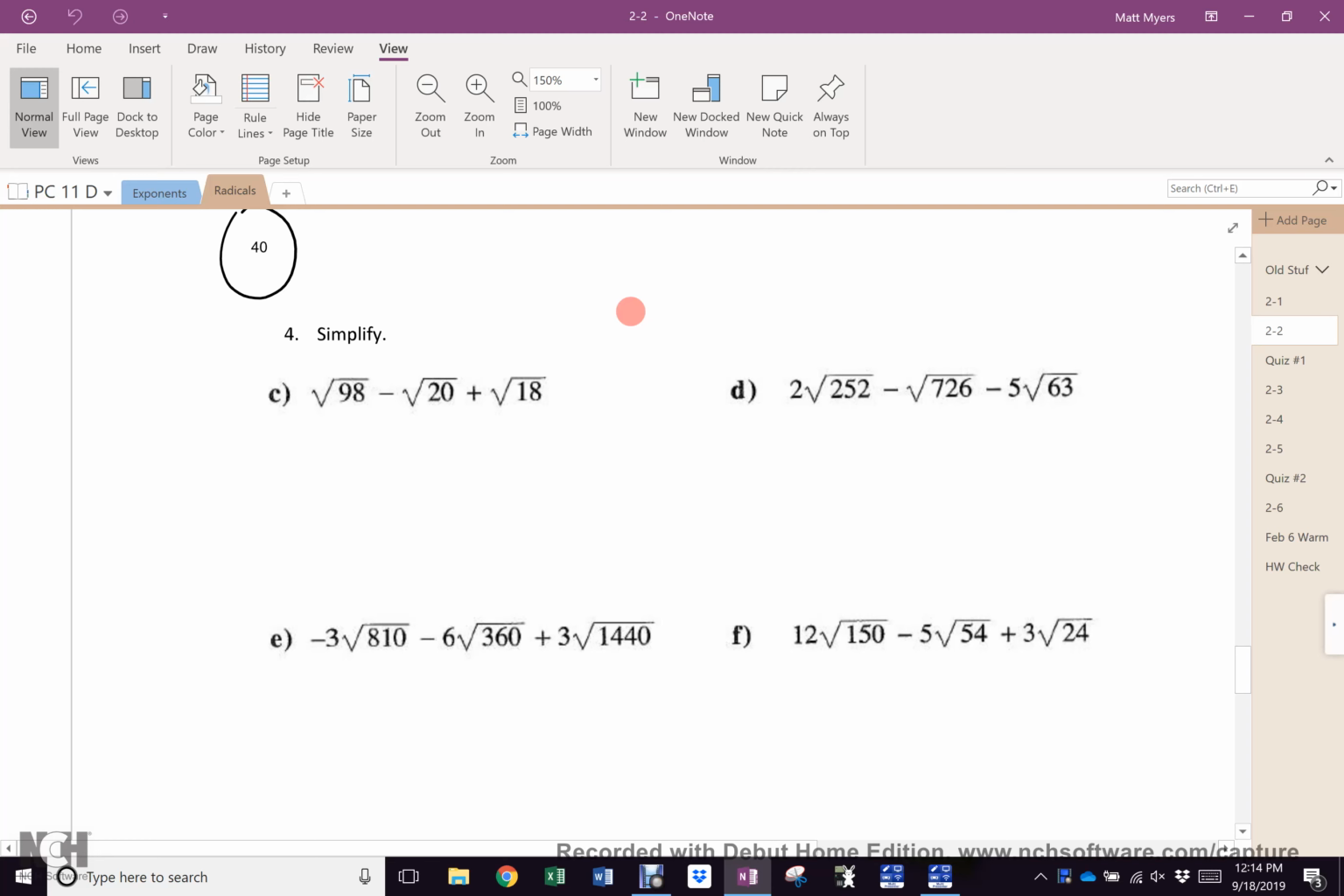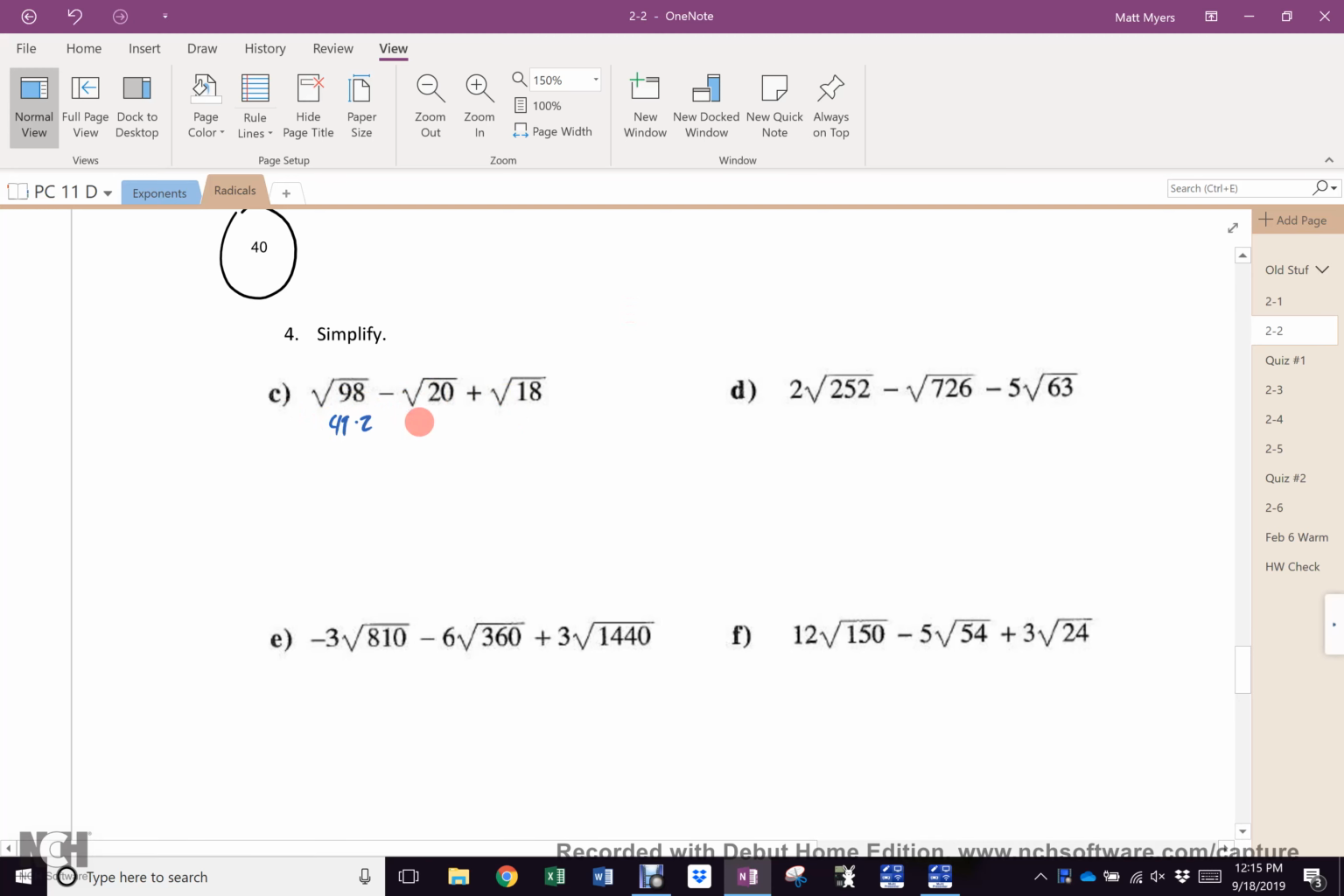Okay. Well, of course you all know that you cannot add those together. Why? They have different radicands. They're not like terms. So we always simplify just in case we can.